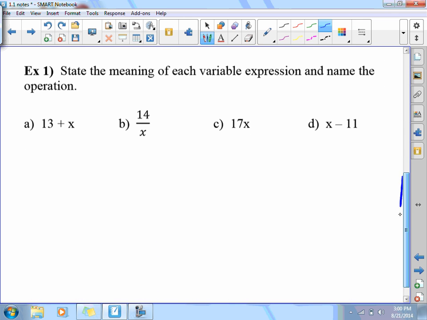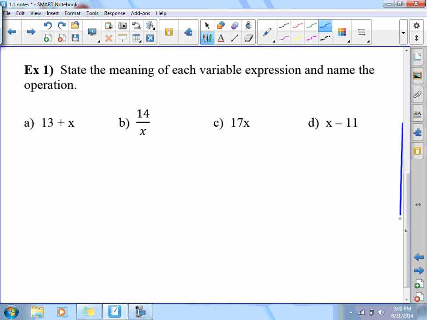So here we want to state the meaning of each expression and name the operation, just like we did in the chart. So this first example here, part A, we have a 13 and then a plus and then the variable x. So that's exactly what it means. 13 plus x, whatever x is. x could be 8, x could be 800. We don't know that yet. But the operation here is definitely addition.